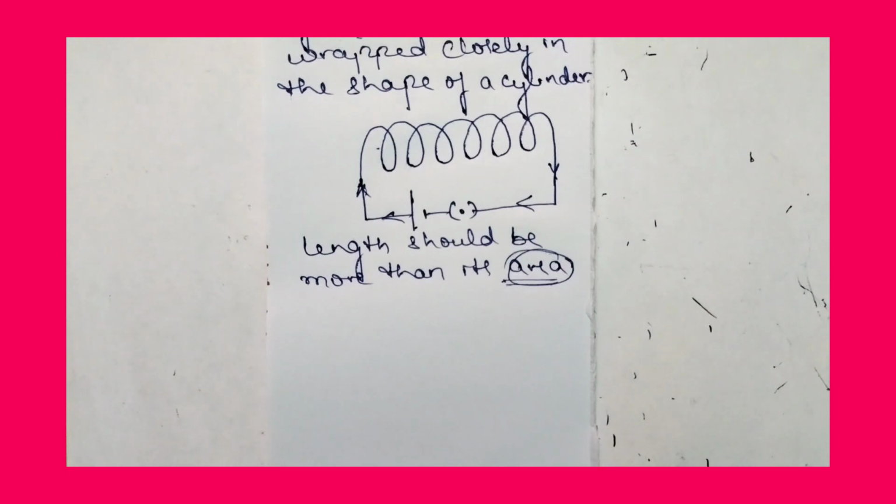A circular loop is a collection of many straight lines, and a collection of many circular loops is called a solenoid.